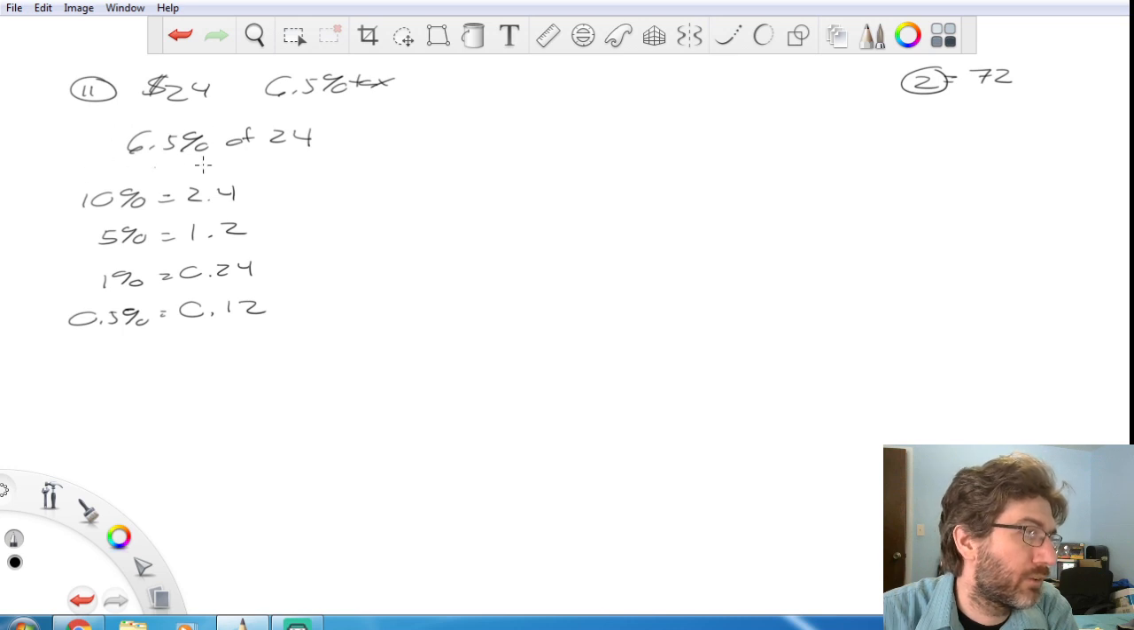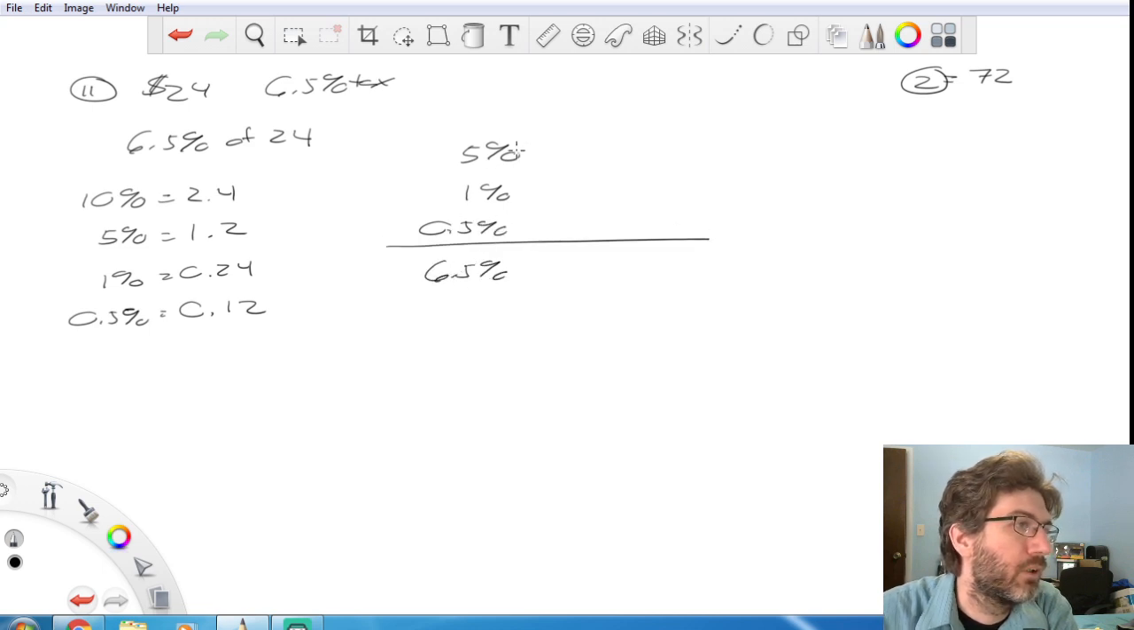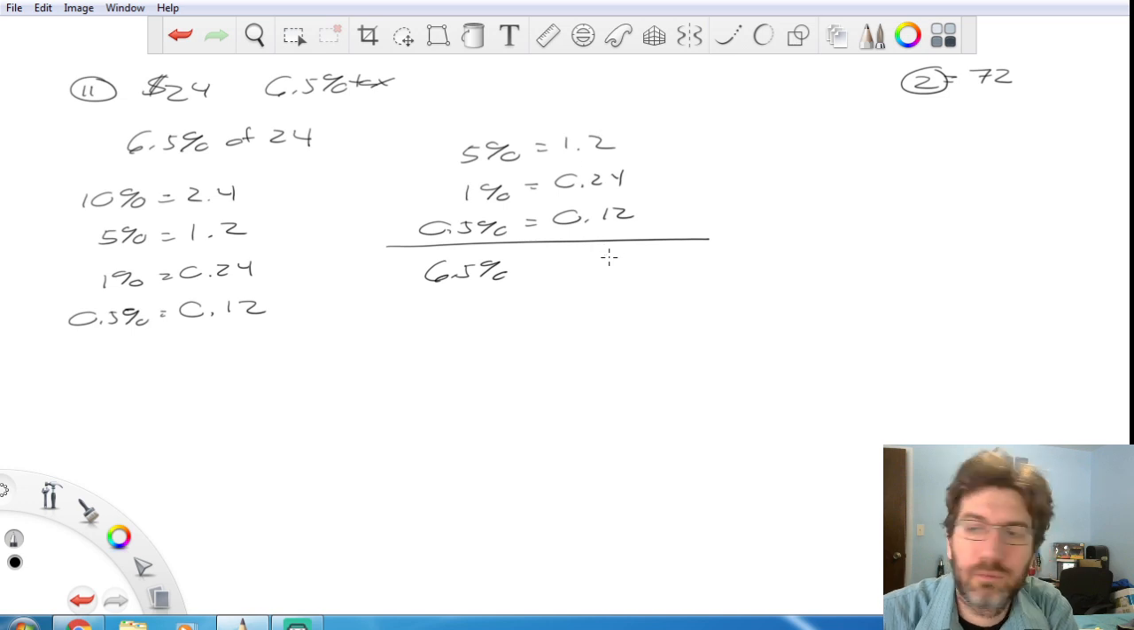So we want to get to 6.5%. That is a 5% plus a 1% plus a 0.5%. This is going to equal 6.5%. 5% we know is 1.2. 1% we know is 0.24, and 0.5% is 0.12. So we just add them together. That's 36.